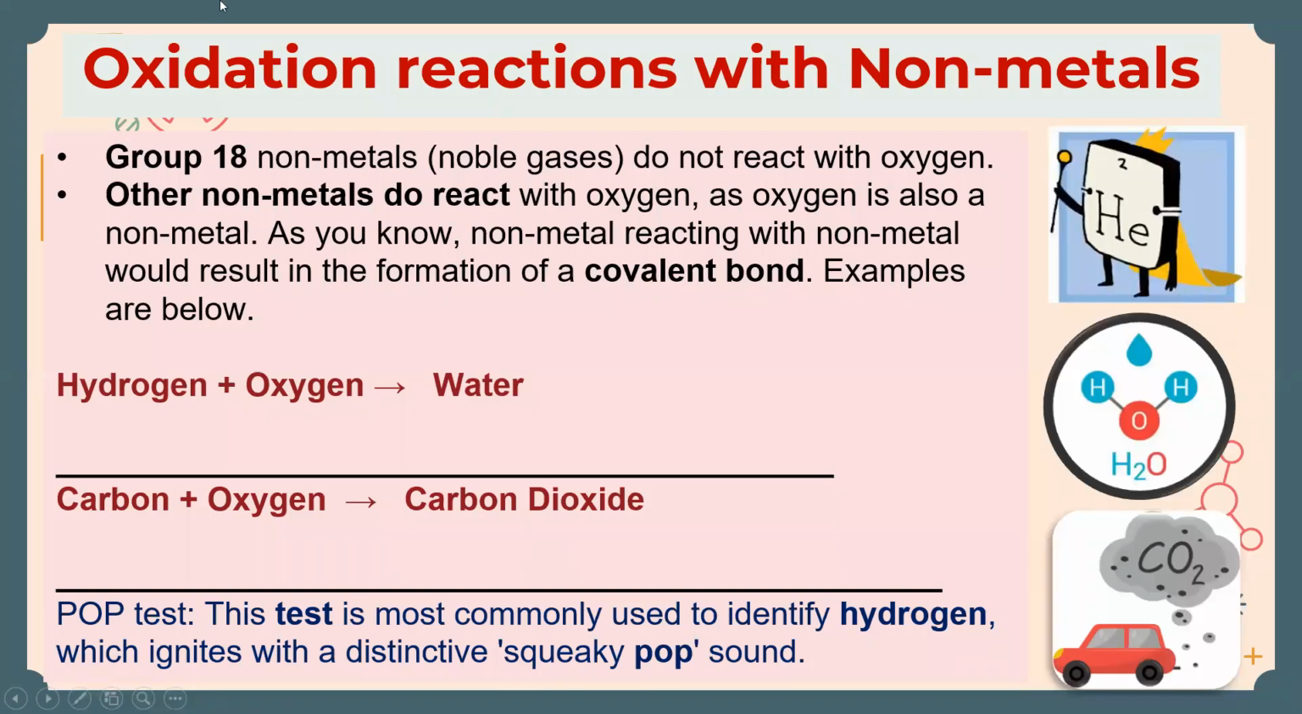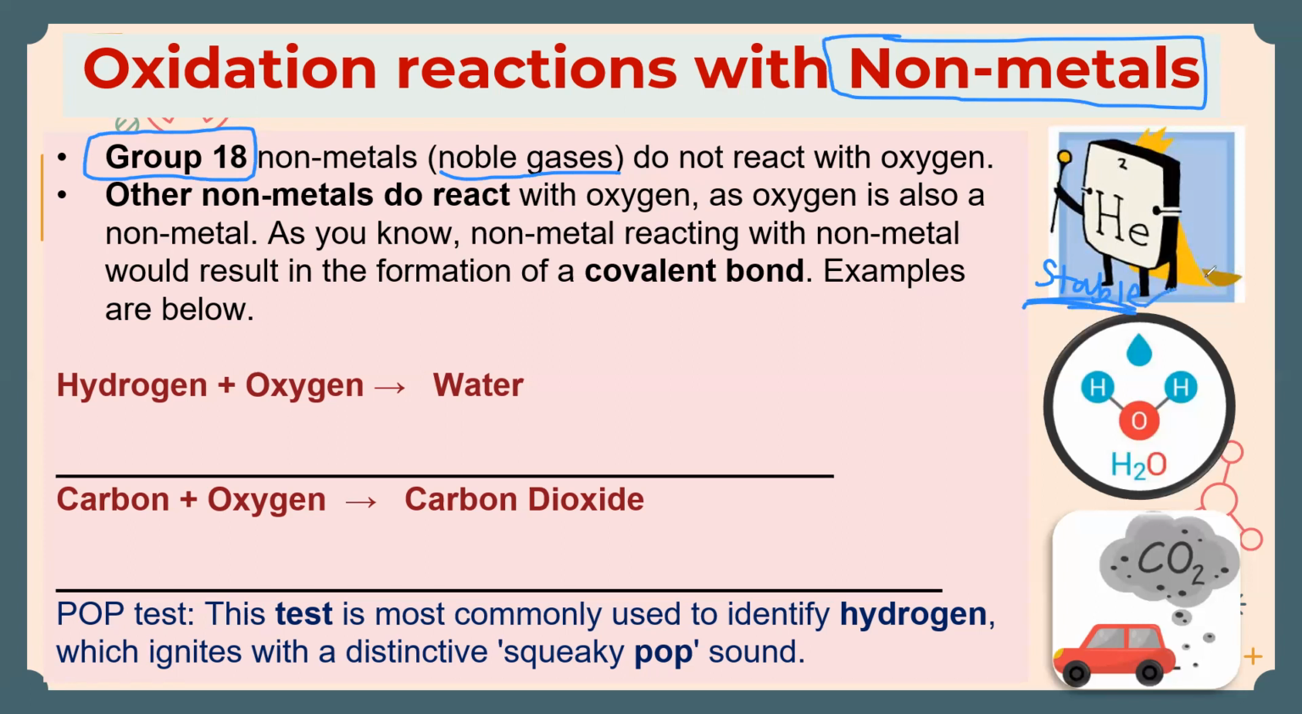Okay, now when we're talking about oxidation reactions with non-metals, because so far we've only been looking at metals like iron, magnesium, group 1, group 2 and transition metals, what about our non-metals? What happens there? Well, if you remember, one specific group of non-metals that we studied, the last group in our periodic table, group 18, were called the noble gases. And the noble gases we said were completely stable.